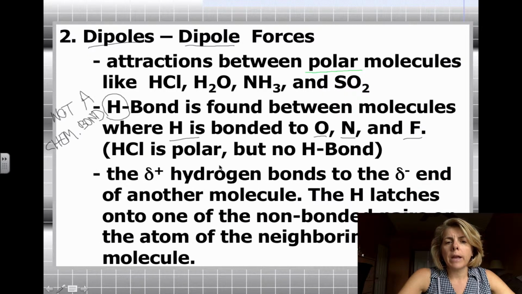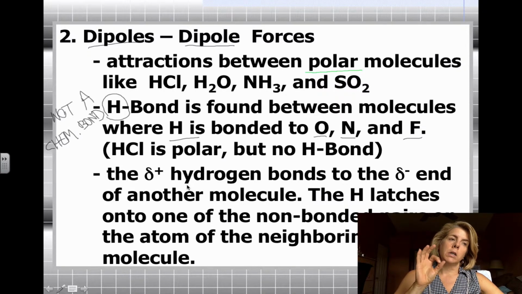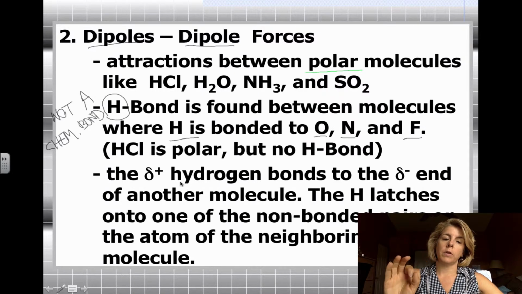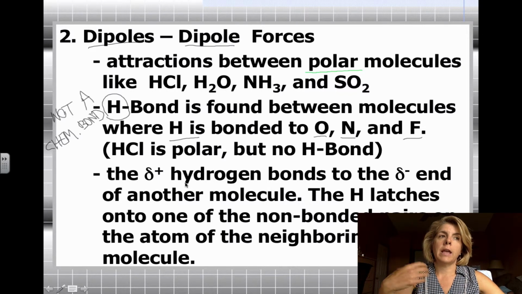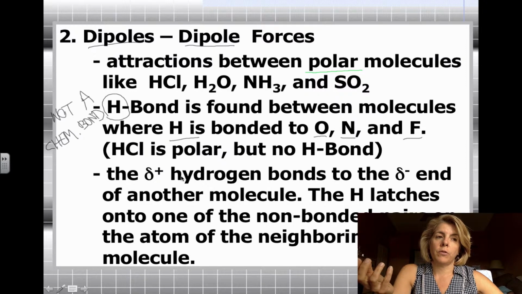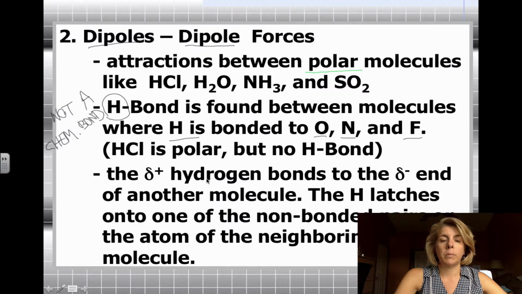Okay. Now what happens with hydrogen bonding is you have a slightly polar bond. So there's more electron density near the greater electronegative atom, and the positively charged side is towards the hydrogen atom. So the hydrogen atom finds another molecule that has a slightly negative charge to it, and it attracts itself to that side. And I'll show you a picture of that here.